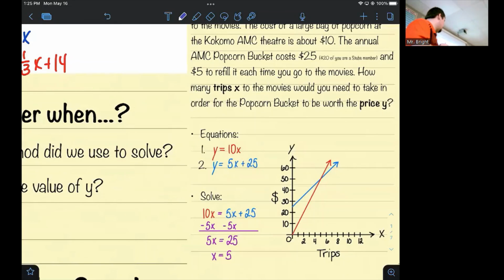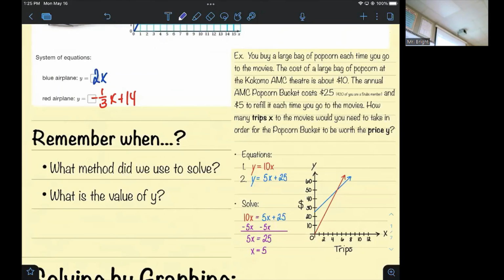As long as I go to the movies more than 5 times, because my break-even point's 5 here, right? If I go to the movies more than 5 times in a year, the popcorn bucket will save me money. If I go to the movies 5 or fewer times, then the popcorn bucket isn't worth it. Okay, that's it. Just trying to help you take advantage of your resources.